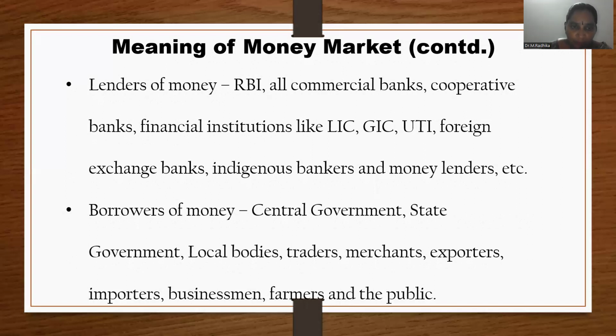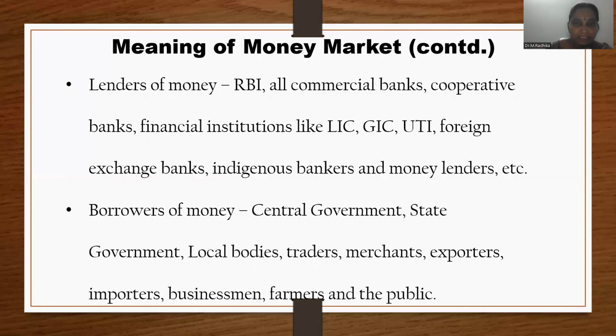The next one is the borrowers of money in the money market: central government, state government, local bodies, traders, merchants, exporters, importers, businessmen, farmers, and the public. So, borrowers and lenders play a major role in the money market.